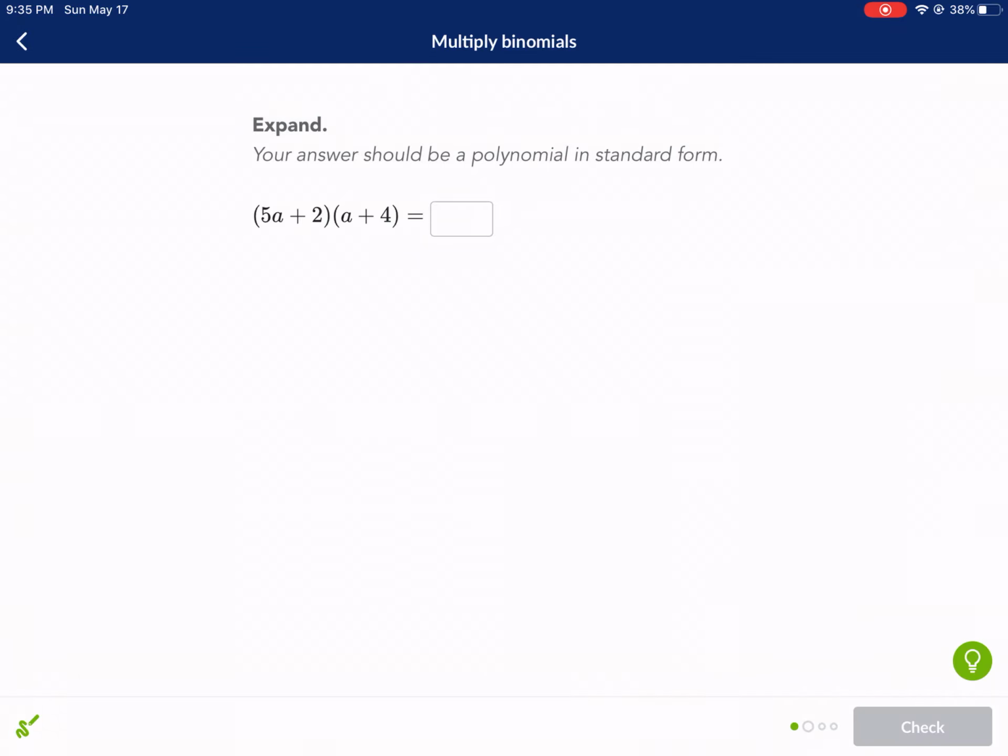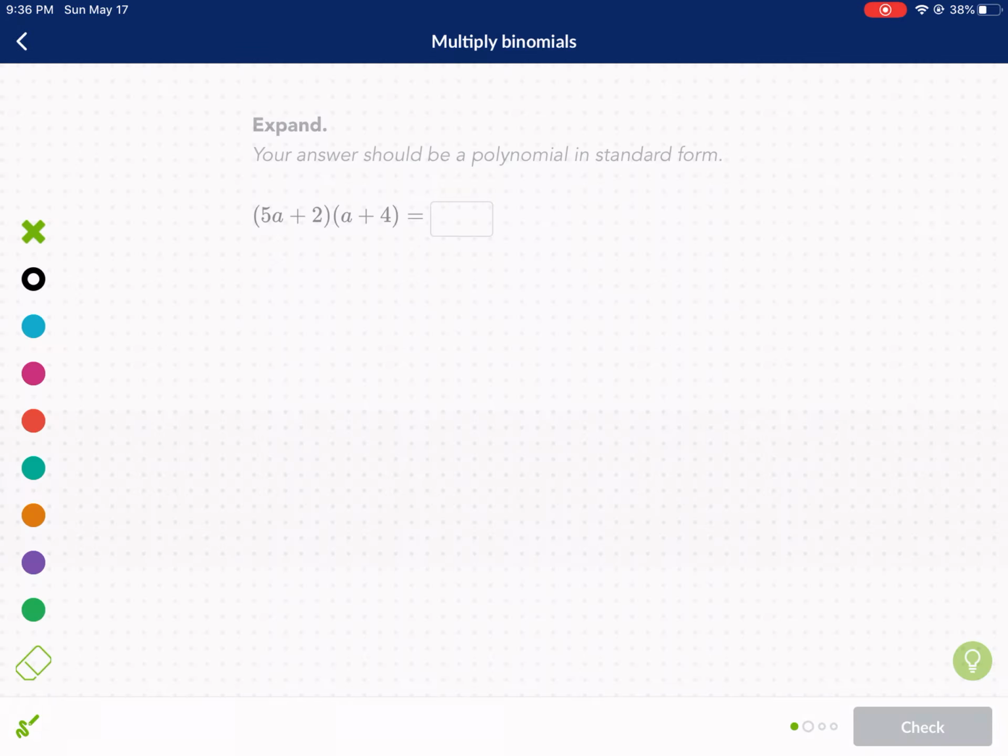All right, doing great. Okay, smaller numbers, that's a plus. Now I'm going to show you, hopefully you guys get that you should be writing this all down. Once you get comfortable, you can do the next way that I show you here. So I have 5a times a, 5a times 4. Then I have 2 times a, then I have 2 times 4. I'm going to just do the multiplication in my head, but hopefully you guys see what I'm doing.